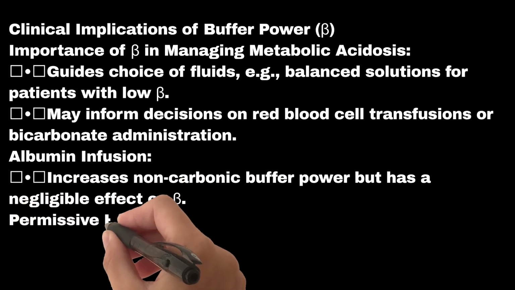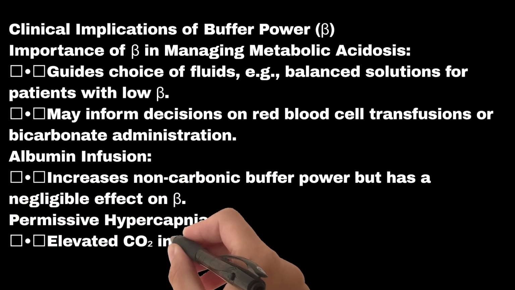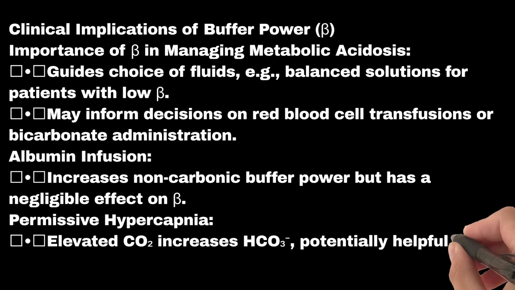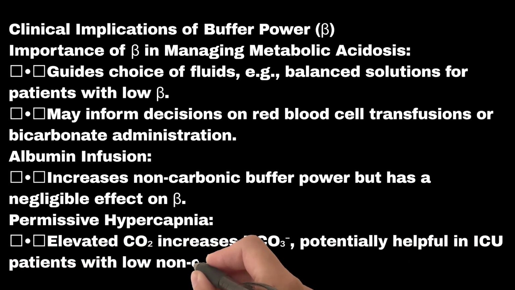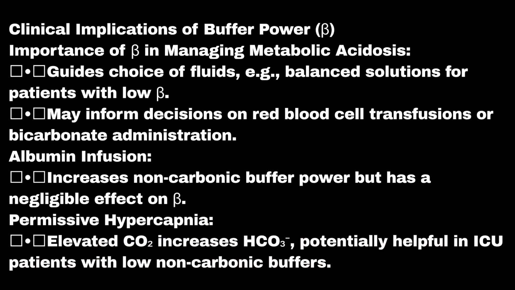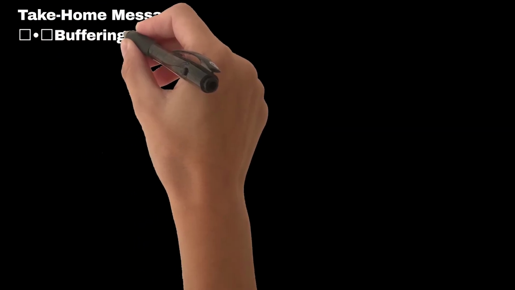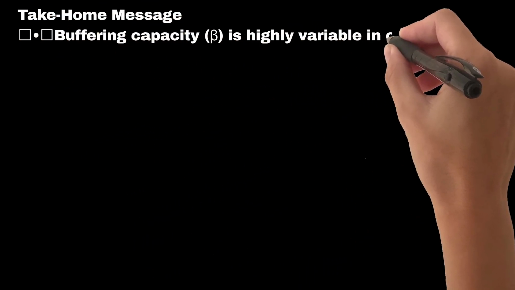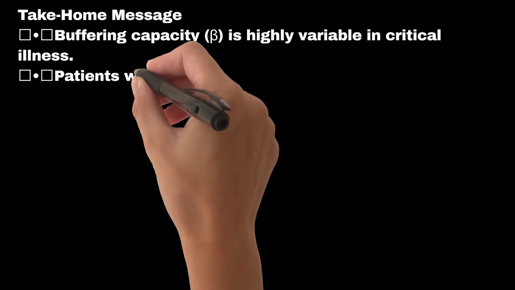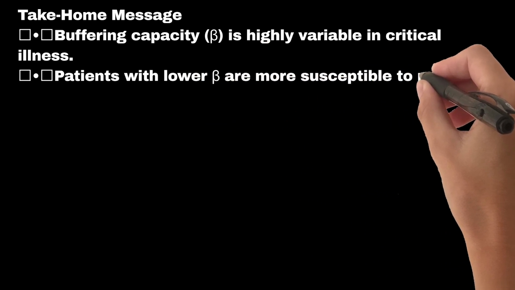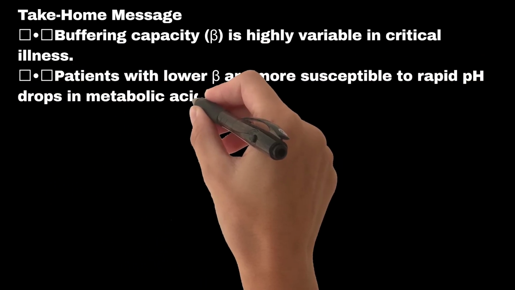Permissive hypercapnia. Elevated carbon dioxide increases bicarbonate, potentially helpful in ICU patients with low non-carbonic buffers. Take-home message is, buffering capacity is highly variable in critical illness. Patients with lower beta are more susceptible to rapid pH drops in metabolic acidosis.